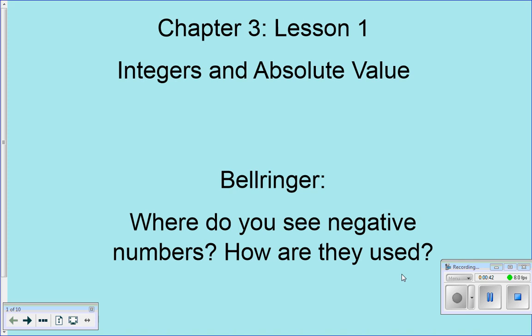So bell ringer, where do you see negative numbers? Where's somewhere you see negative numbers? Cadence. On a number line. Okay. Where's another place, Henry? Bank accounts. My gosh, is that a bad sign if we get negative numbers in our bank account? That's a bad sign. Zane? Football game. Yeah, okay. I'm going to take that a step further and say somebody loses yards in a football game, like the quarterback got sacked, they lost like 6 yards. So you see a -6. Yep. Okay. Where else do you see negative numbers?